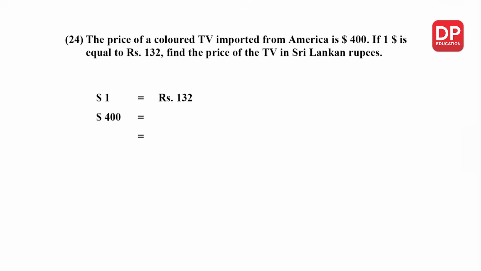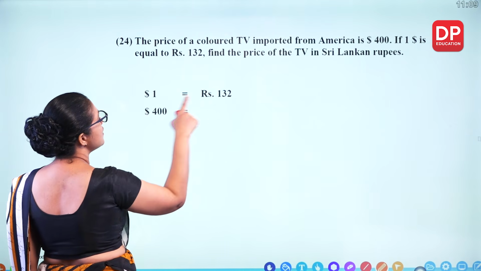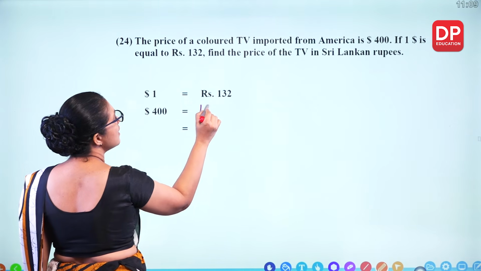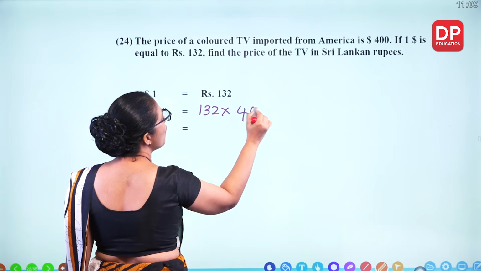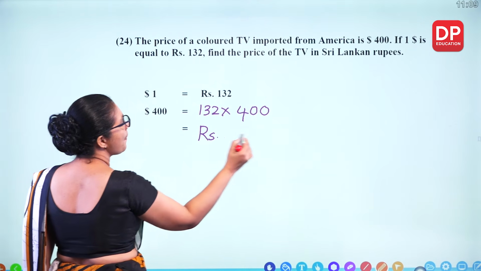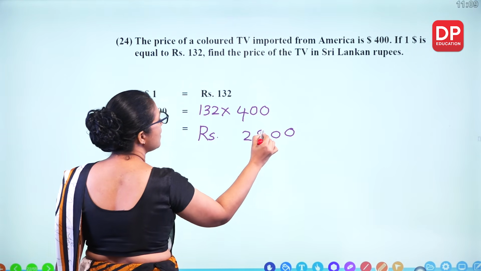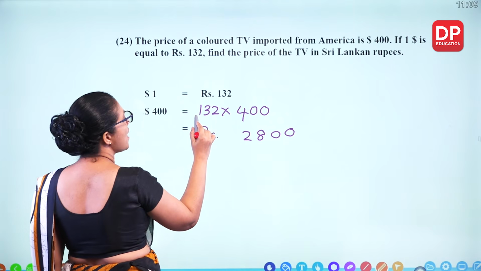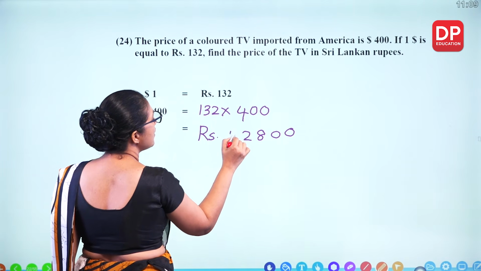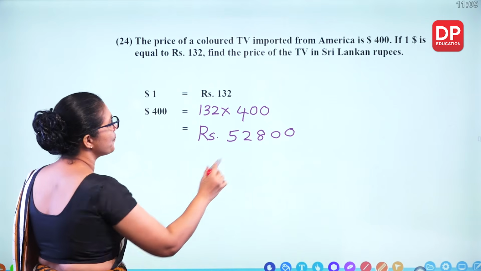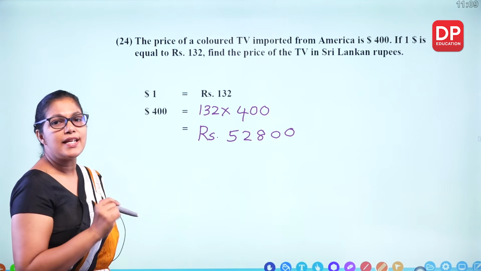The price of a color TV imported from America is $400. If $1 is equal to 132 rupees, find the price of the TV in Sri Lankan rupees. $1 is 132. So what about $400? 132 into 400. So this is in rupees. 0, 0. 4 times 2, 8. 4 times 3, 12. And 1 remaining. 4 times 1, 4. 4 plus 1, 5. What's the price now? 52,800 rupees.